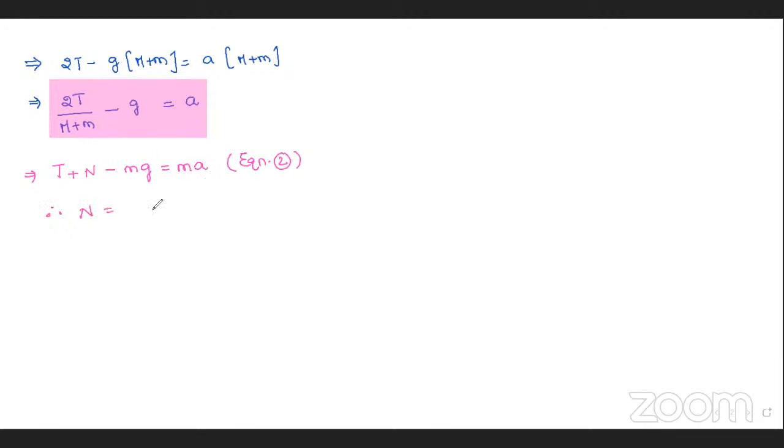Therefore, N is equal to ma plus mg, taken to the other side, minus T. From this, substitute the a value, that is mg plus m into a, which is 2T by M plus m minus g. This is the a value, minus T. That's it. This is the N value. I am not interested in simplifying that equation. I will keep it like that.